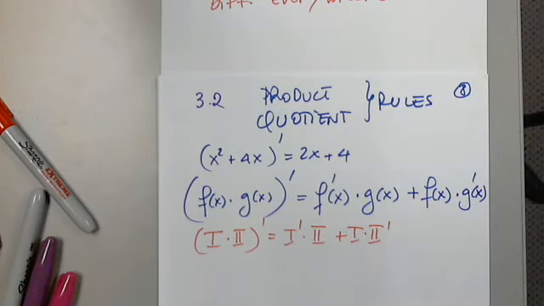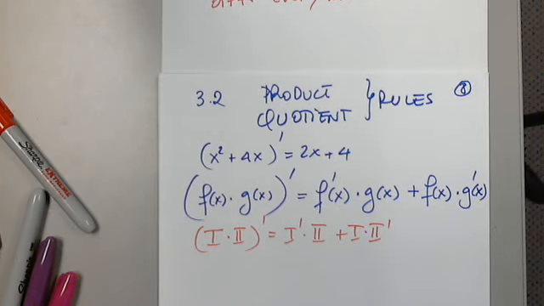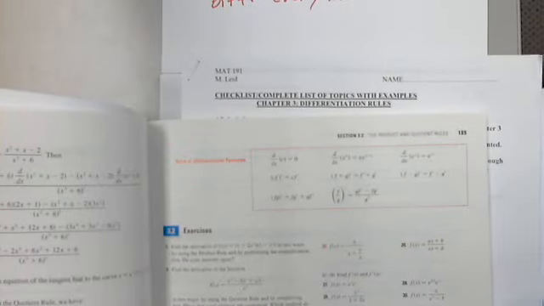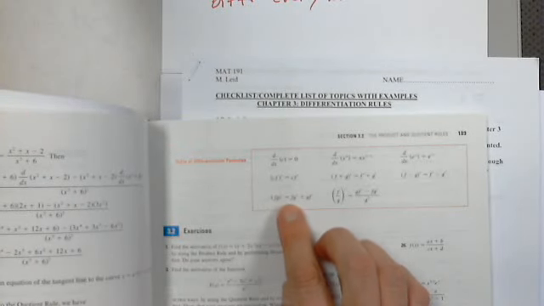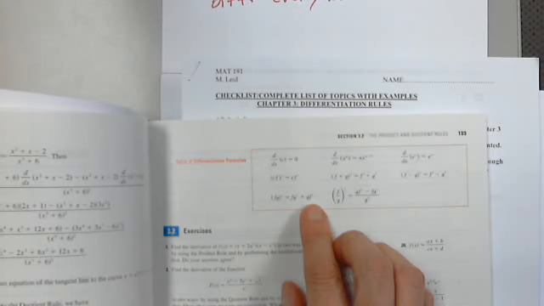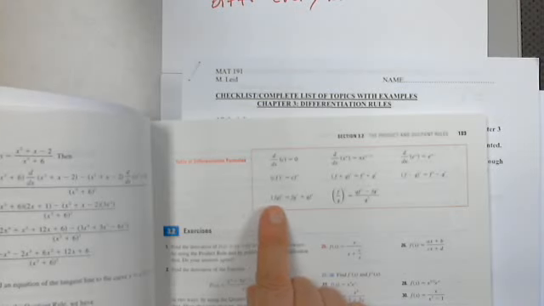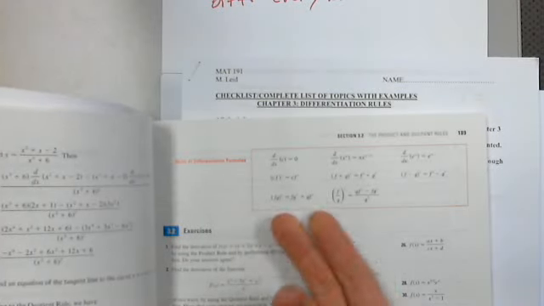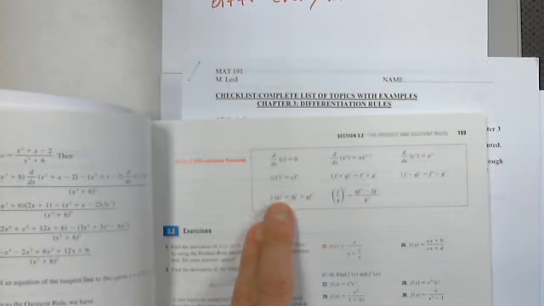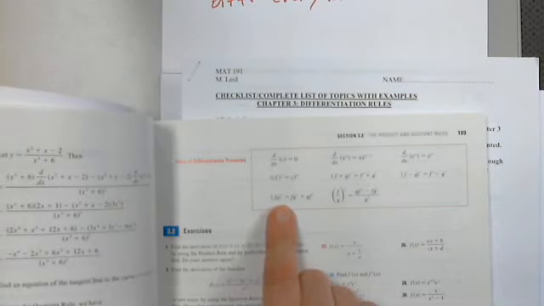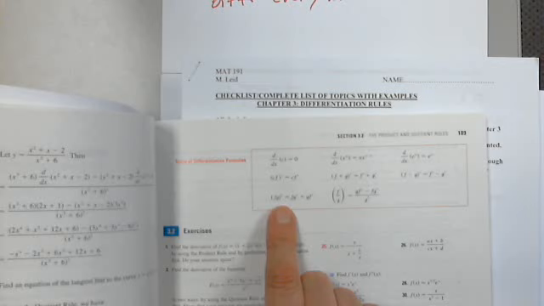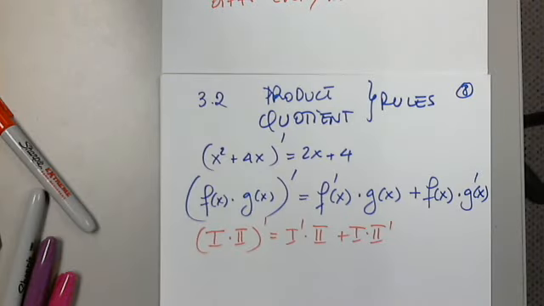I'll show you what the book says. They're twisting it, or I am twisting it, depending on which angle you want to look at. So they say (fg) prime is fg prime plus gf prime. So I like to keep it in that order, but they are twisting the second one instead of putting it first. But that's okay. So if you prefer this, please use it. That's fine. I like to keep it in the order 1, 2, 1, 2.